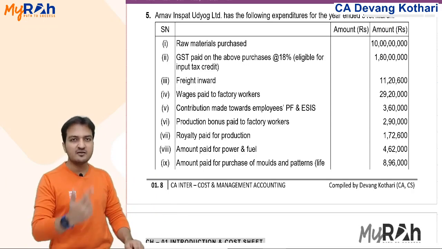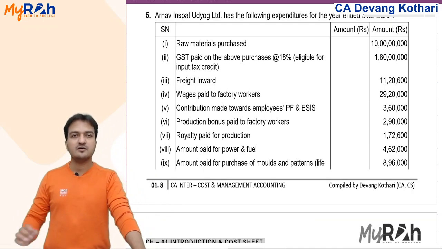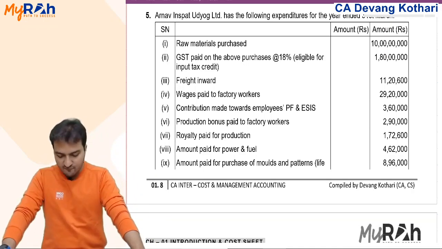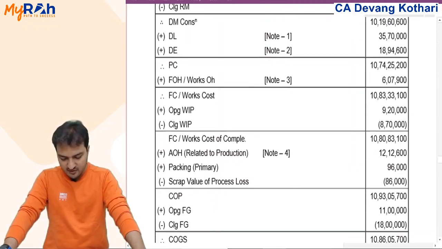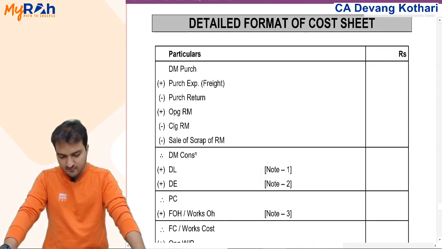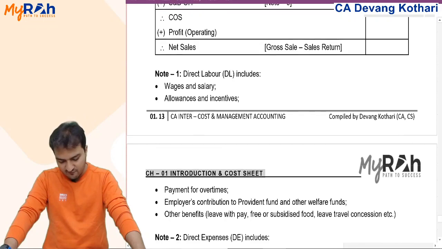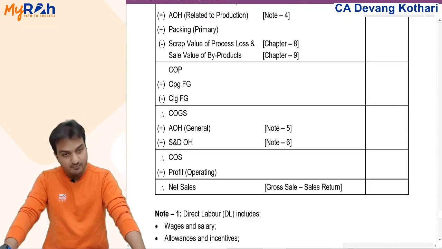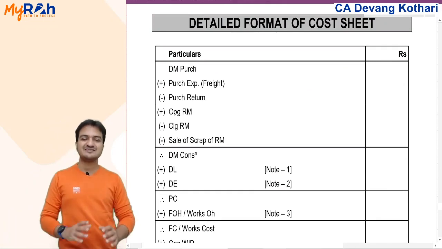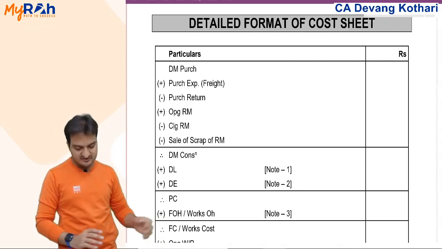But before I give you question 5, I told you this question is regarding the detailed version of the cost sheet, the detailed format of the cost sheet. So before I give you question 5, let me explain a detailed format of the cost sheet. By the end of your chapter, you can see in your books, I have given you a detailed format of the cost sheet. It's on page 1.13. This is the full format which covers all possible things that can come in a cost sheet. Yes, we'll see that.